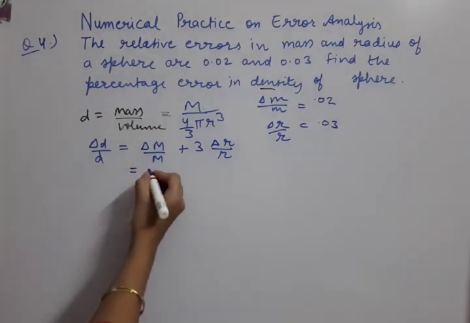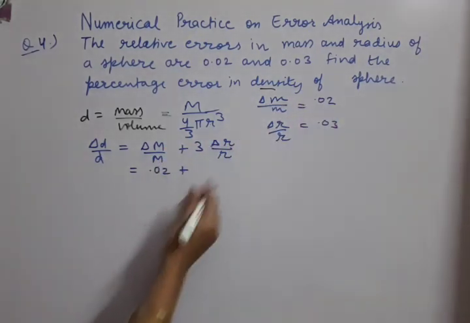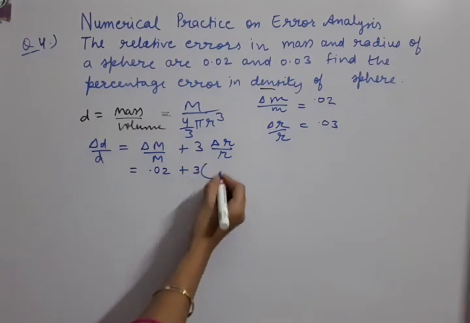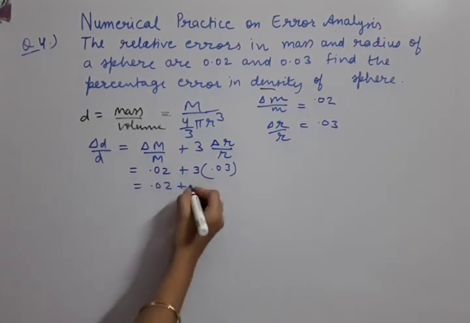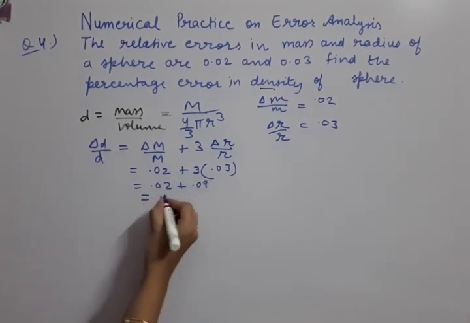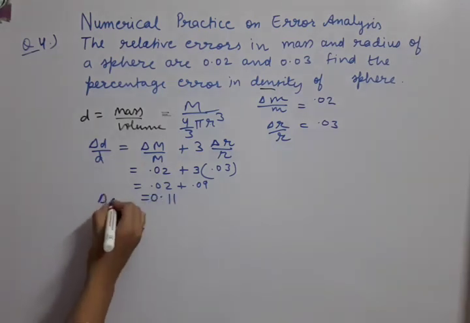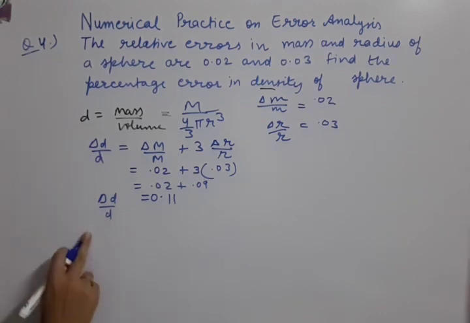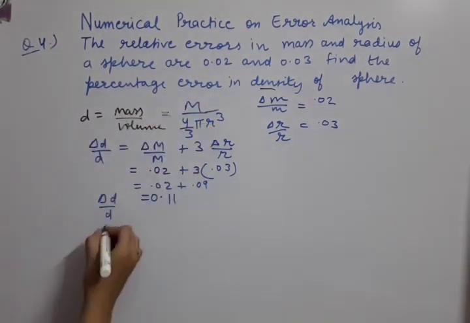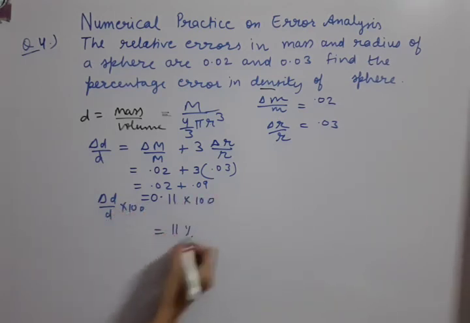After that put the values. So delta m by m is 0.02 and delta r by r is 0.03. So 0.02 plus 3 3s are 9, 0.09. It will become 0.11. 0.11, but it is relative error of density. Okay, we have got relative error of density. We are asked to solve percentage error, so we will multiply by 100 on both sides. So multiplying by 100 means 11% is the answer. Okay.